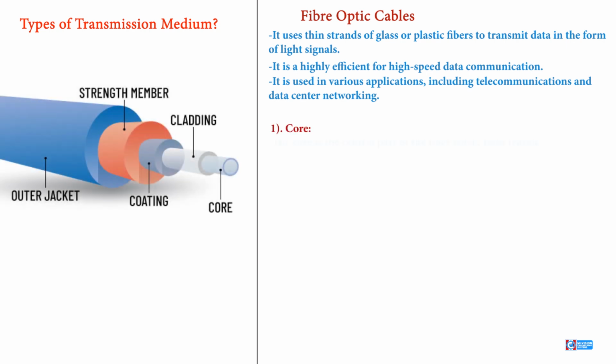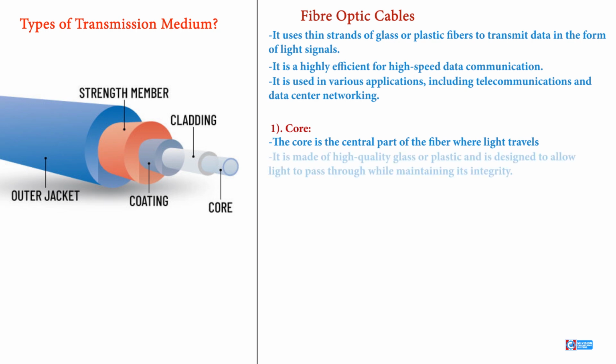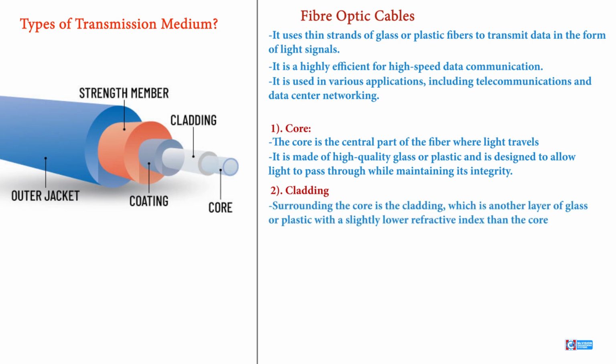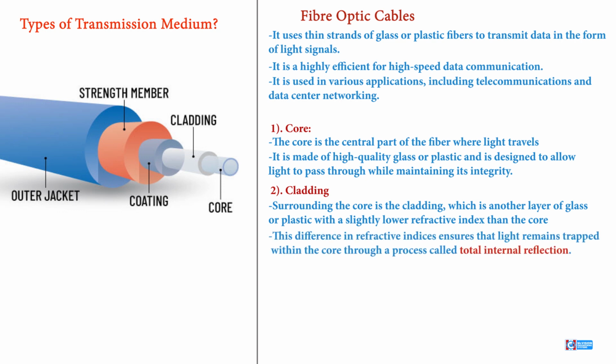1. Core. The core is the central part of the fiber where light travels. It is made of high-quality glass or plastic and is designed to allow light to pass through while maintaining its integrity. 2. Cladding. Surrounding the core is the cladding, which is another layer of glass or plastic with a slightly lower refractive index than the core. This difference in refractive indices ensures that light remains trapped within the core through a process called total internal reflection.